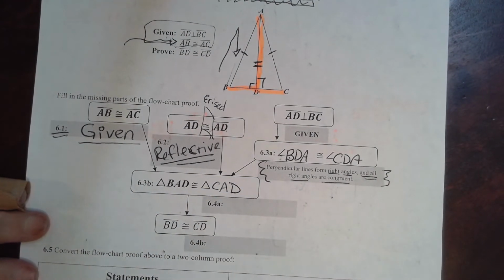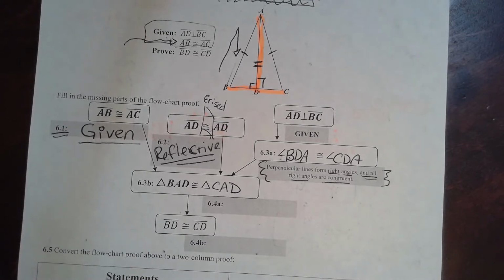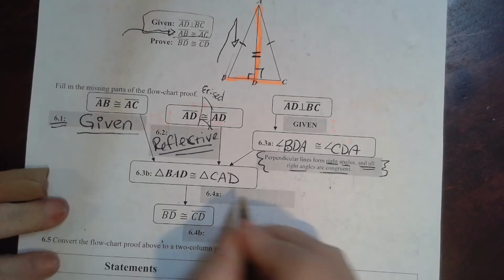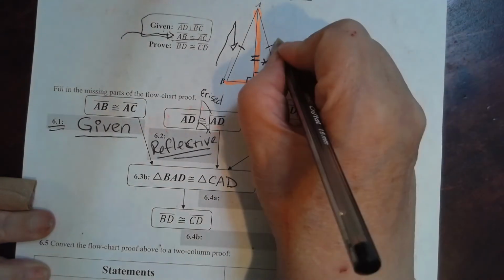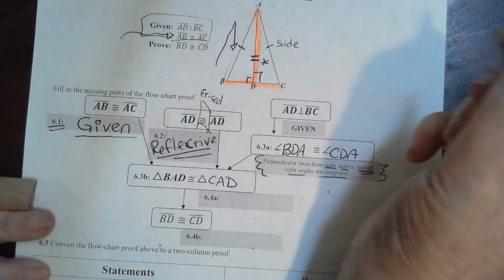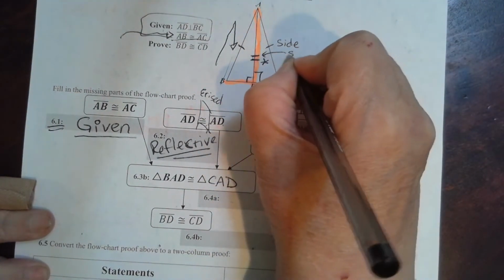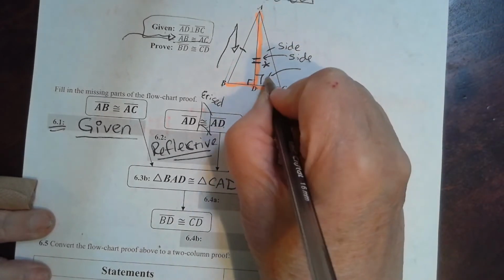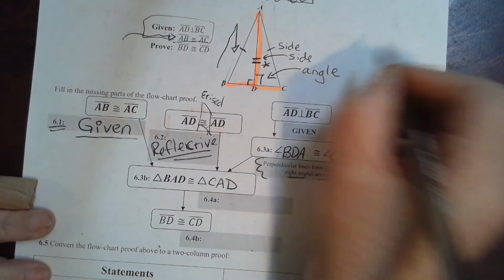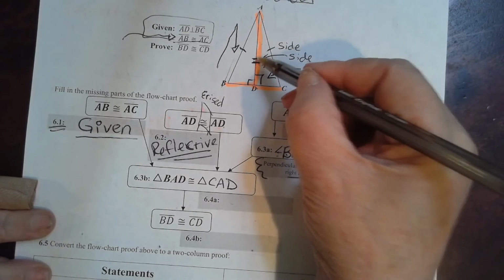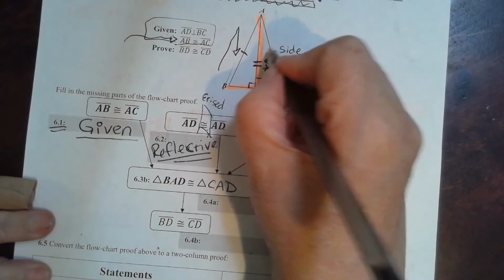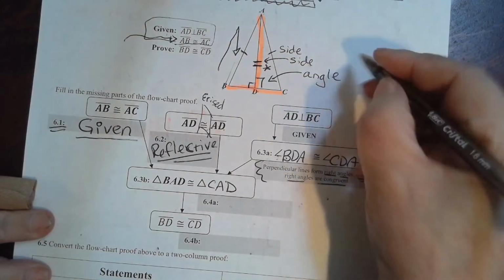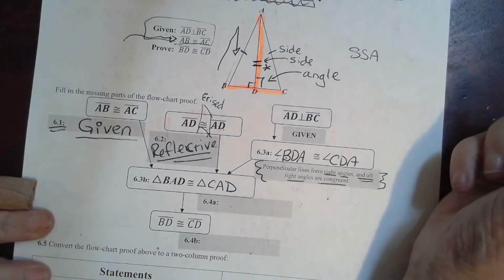And then what we need is to figure out why. So when I look at this triangle, I see that I have this side, I have that side, and I have that angle. So it is side-side angle, and is there a side-side angle?